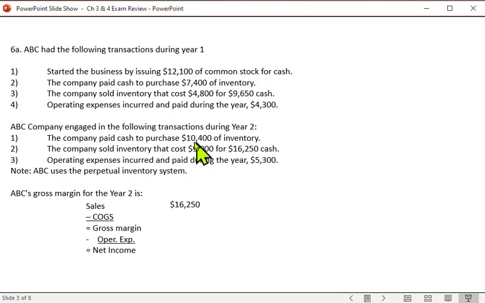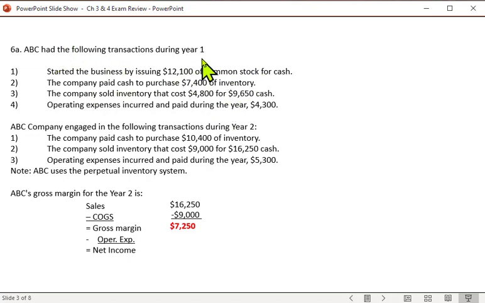Our sales come from this second transaction right here, where we sold inventory for $16,250 and it cost us $9,000. And so that $9,000 is the cost of goods sold, and our gross margin is the difference between the two, which would be $7,250.